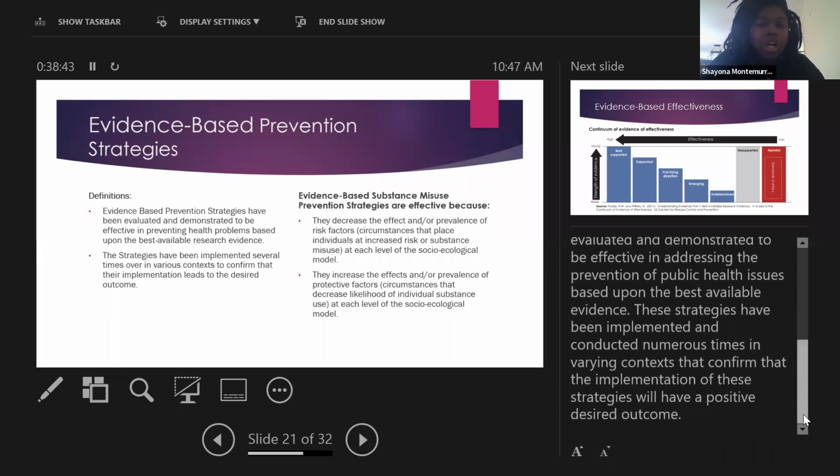And we always want to try and use strategies that are evidence-based, because they're going to decrease the effect and prevalence of risk factors. So we always want to use practices that have been evaluated and implemented and demonstrated to have desired effects and outcomes. We don't want to just make up our own thing and then just hope for the best.